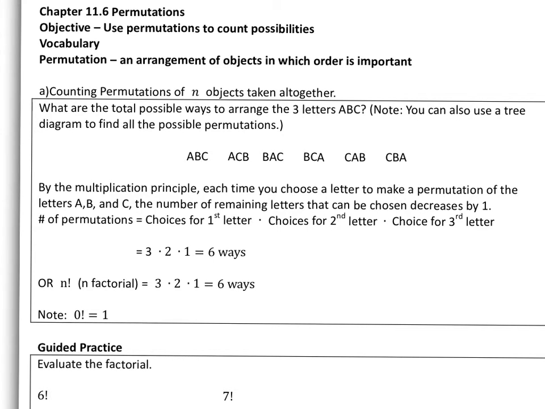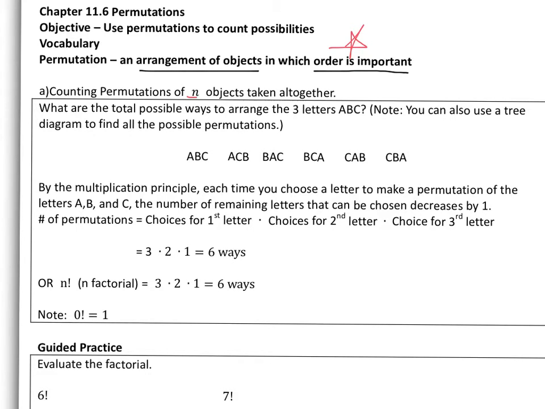11.6 Permutations. In this lesson, we will learn how to use permutations to count possibilities. Permutation just means an arrangement of objects in which order is important. Counting permutations of n objects taken all together.